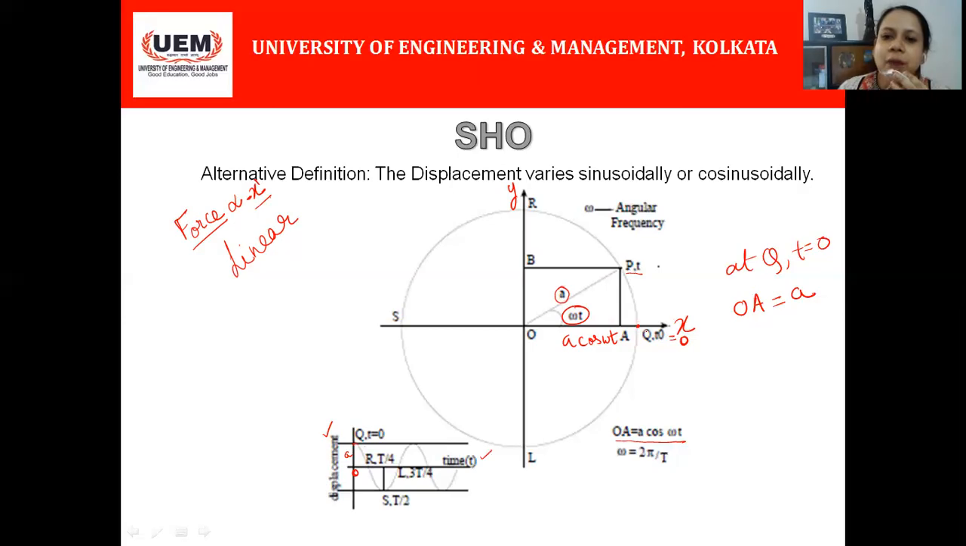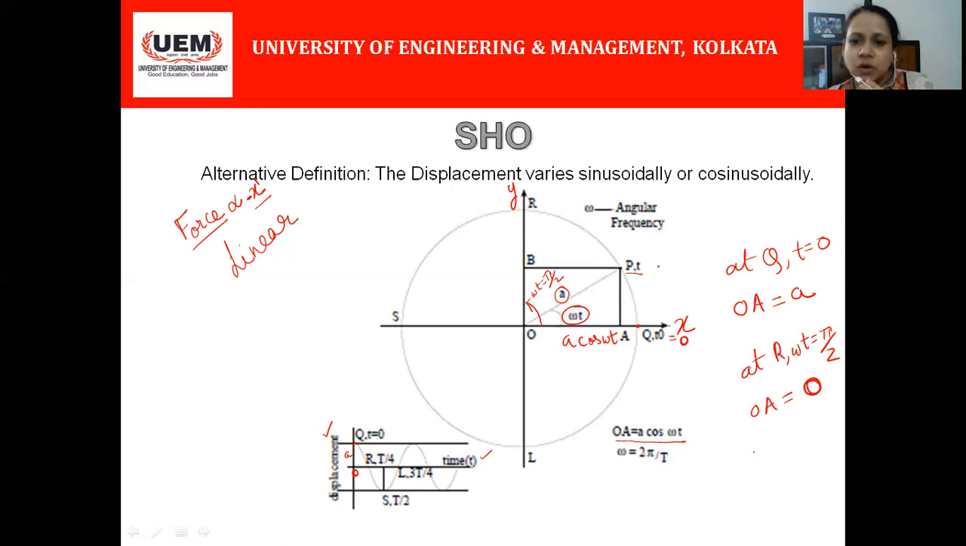Okay. Then the particle moves from position Q to position R, and when it moves from Q to R, omega t, the angular displacement, increases to pi by 2, as we see. So at position R, omega t is equal to pi by 2, and we know the corresponding displacement OA, when we fit in omega t to be pi by 2, is 0. So the displacement reduces to 0.